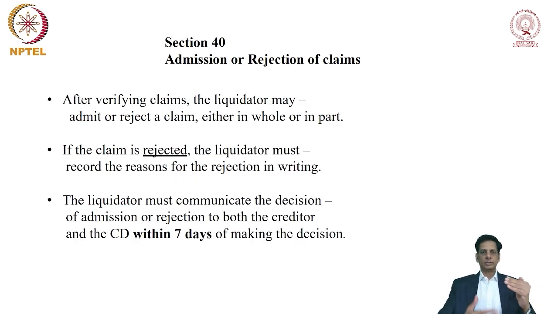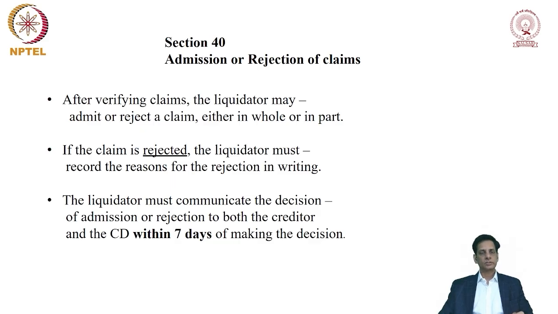We've seen that basically there are claims, verification of the claims, and after the claims are verified, of course, you will now have to decide whether you are going to accept that claim or reject that claim under section 40. After verifying claims, the liquidator may admit or reject a claim either in whole or in part. Always remember, if an excess claim is made by the creditor, the liquidator may accept what is a reasonable claim and he will reject only that claim which is over and above the acceptable limit. In that case, it is going to be a partial acceptance. In some cases, he may totally reject the entire claim amount.